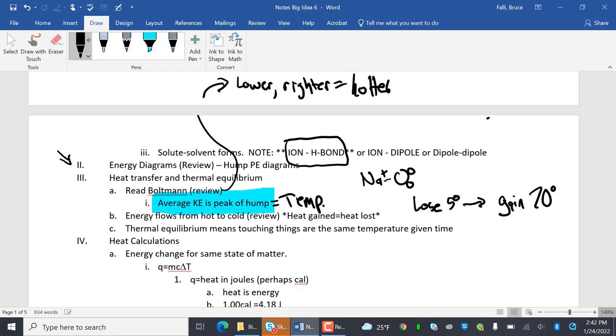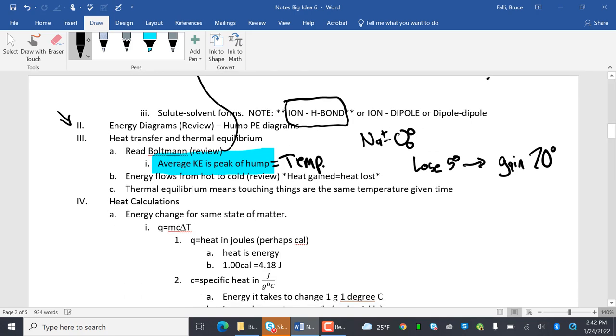Thermal equilibrium, or temperature change is really what I meant. Thermal equilibrium means touching things at the same temperature given time. Know that, because you're going to see an awful lot. These are in thermal equilibrium. What does that mean? It means touching things have the same temperature given time. All right, let's take a look at some heat calculations here.